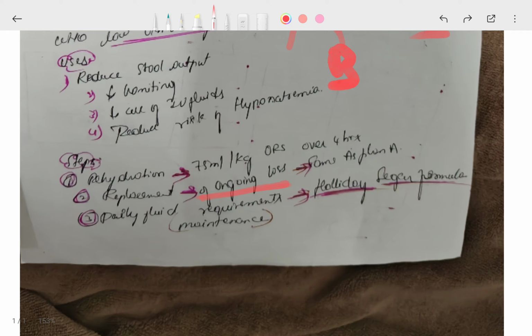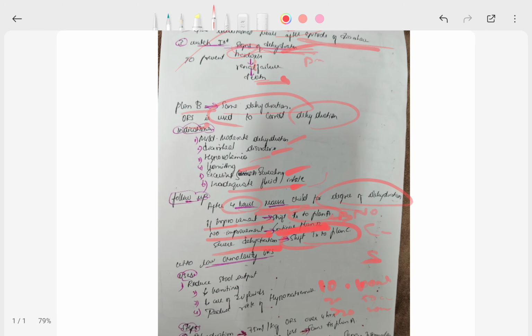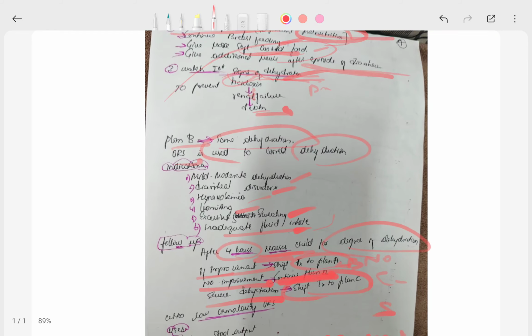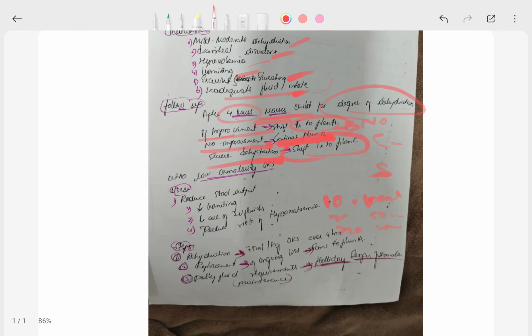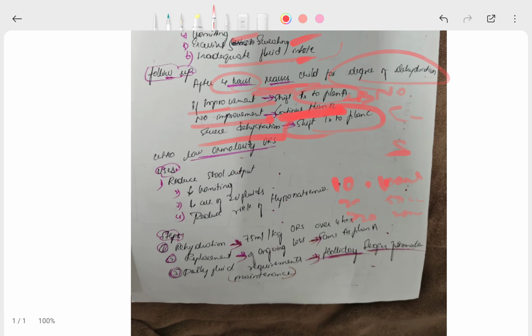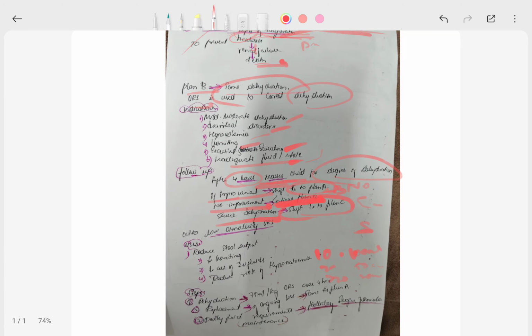The Holliday-Segar formula states that for the first 10 kgs you will be giving 100 ml per kg, whereas for the next 10 kgs you will be giving 50 ml, and for more than 20 kgs you will be giving 20 ml. That I will be discussing in the next page. So in this you have learnt about plan B and how we will follow up, what are the uses of low osmolar ORS, and what are the steps in plan B.